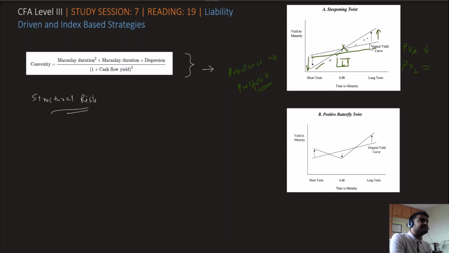Now let's look at the second chart, which is called a positive butterfly twist. Again here, this is the original yield curve, and what's happening is that the rates are changing at all three durations. So even on the liability side, the rates are declining, right? Which means the value of the portfolio will increase. So the present value of liabilities is going to increase, right? Which is not good for your portfolio. Here again, on the asset side, the rates are increasing at both ends of the curve, which means the value of the portfolio is declining.